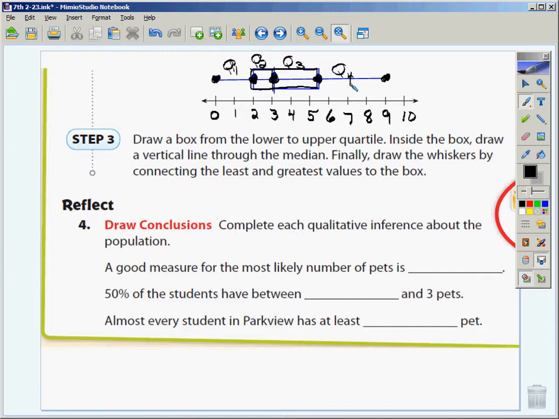From the bottom to the top and you subtract the two numbers. What's the range of this whole thing? The whole thing. 9 minus 0 is what? 9. This part is called the interquartile.